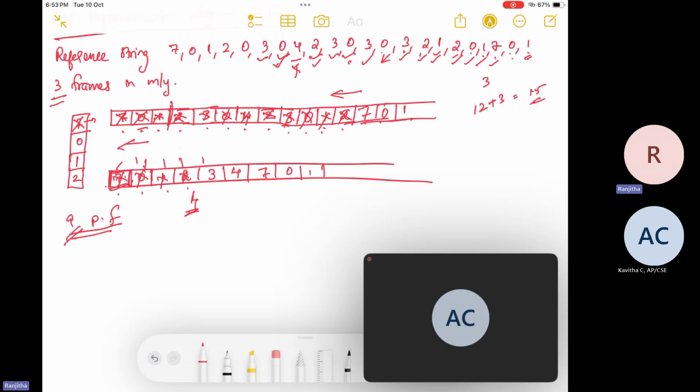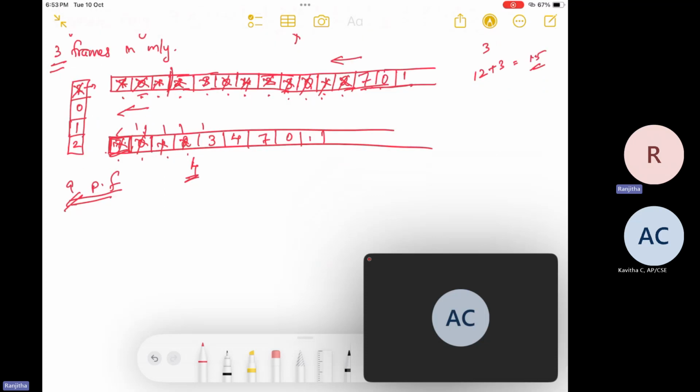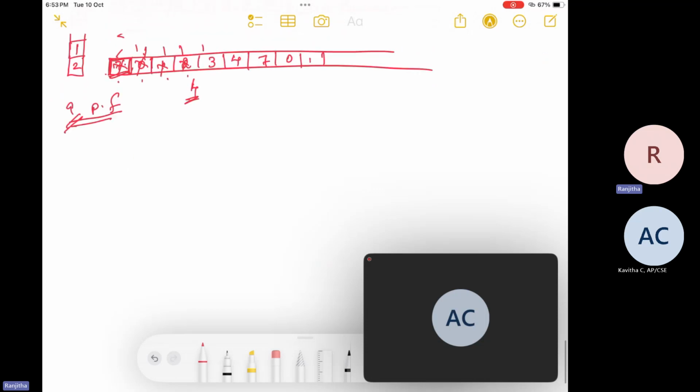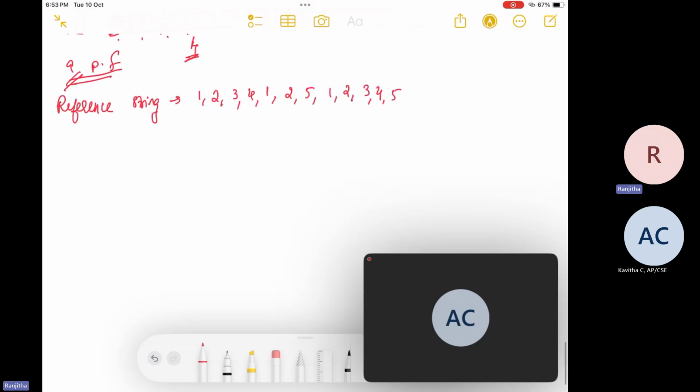So this is what we expect normally. As we increase the number of frames, the page faults will decrease. But let's see another scenario, another reference string: 1, 2, 3, 4, 1, 2, 5, 1, 2, 3, 4, 5. Okay, so now let's see what will be the number of page faults if we have 3 and 4 frames.